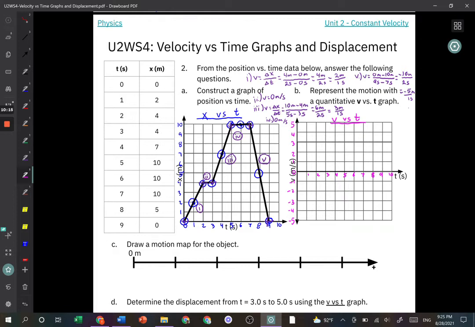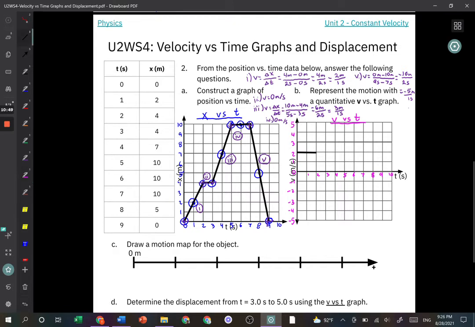Now what I'm going to do is from 0 to 2 seconds, that first region of my graph, I know that I am going to have a slope on my position versus time graph of +2 meters per second. So on my velocity versus time graph, from 0 to 2 seconds, I'm going to have that solid line, because I know that in that entire region we're going to have a velocity of 2 meters per second.